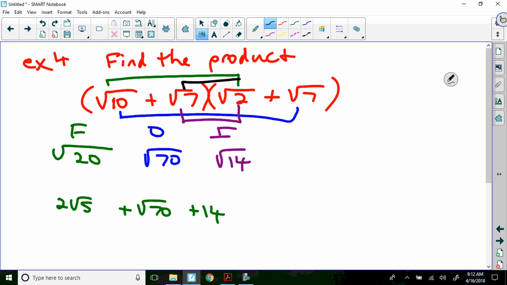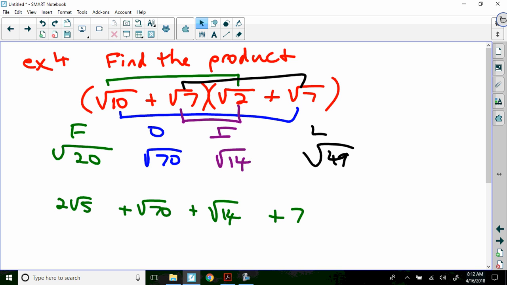Because the last product, the L part, is going to be rad 7 times rad 7, which is rad 49, which ends up being what? Just 7. And I forgot a square root on this third term. That's my bad. Finally then plus 7. Now somebody might ask themselves, does it matter what order I write those terms in? The 2 rad 5, the rad 70, the rad 14, and the 7. Does it matter what order I put those in?